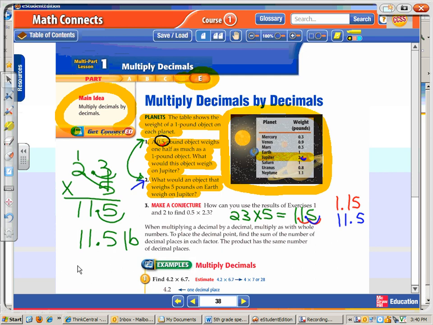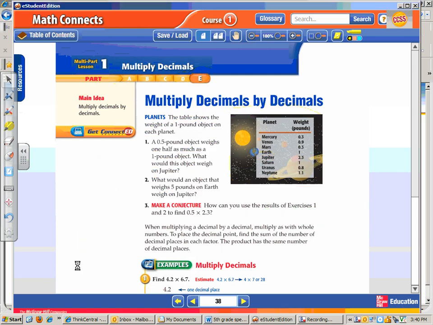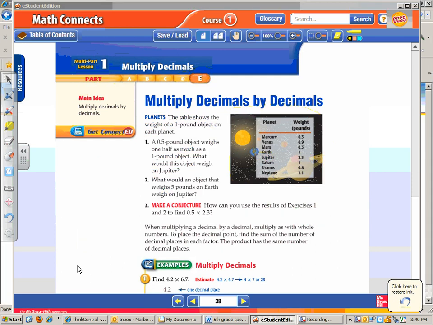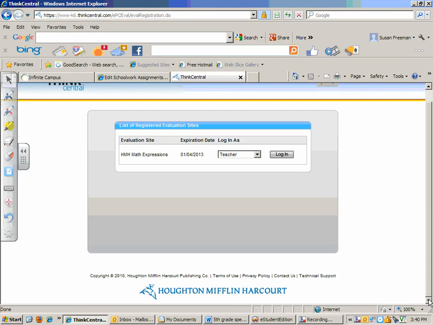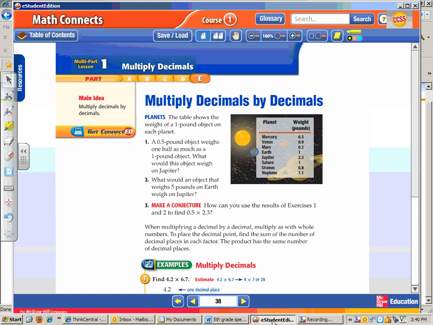So let's go to some examples. And let's scroll down here. That is not where I wanted to go. Pardon me.